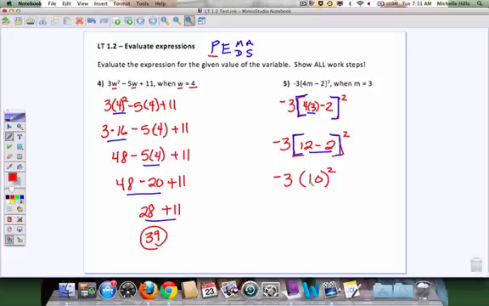Now, there are no operations inside grouping symbols anymore, just the number 10. So what I have left in this problem is the multiplication between the negative 3 and the 10, and the exponent on the 10. Well, exponents go before multiplication. So 10 squared is 100, so this becomes negative 3 times 100. And then that last multiplication, negative 3 times 100 is negative 300 for my final answer.